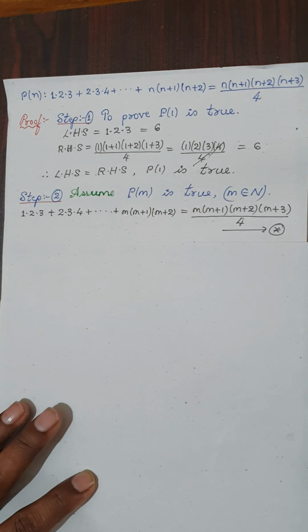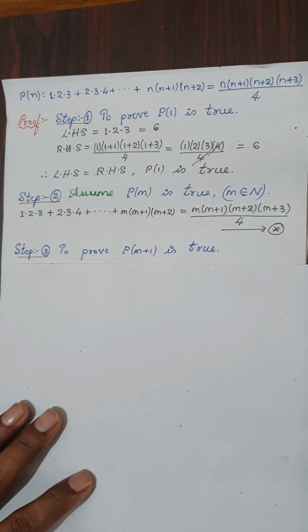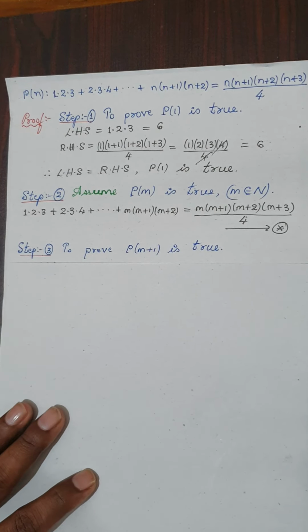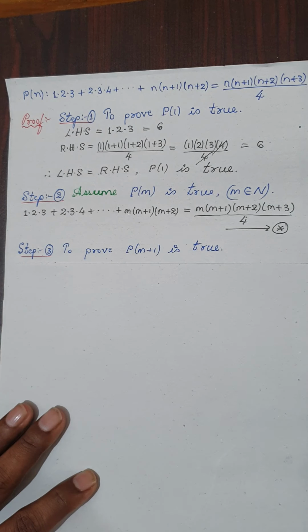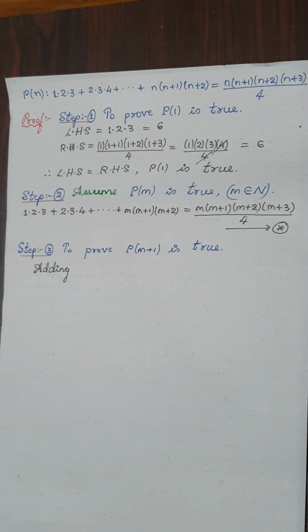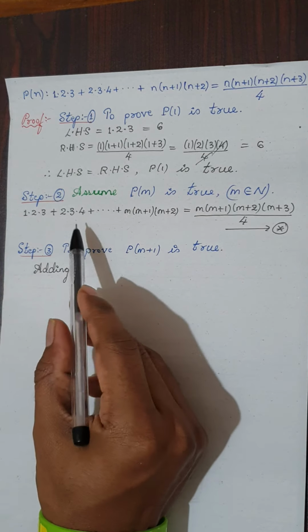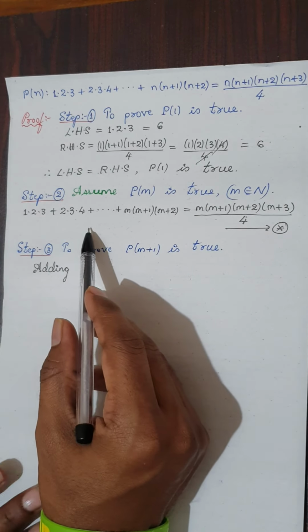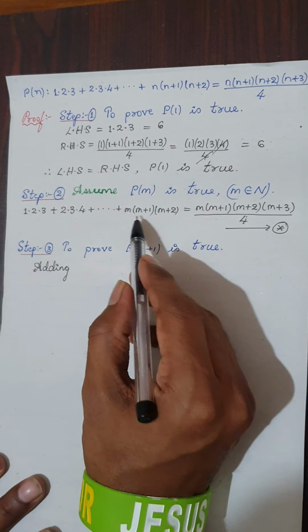Moving on to the most important step, which is step 3. And again, we know the step 3 is nothing but to prove the next term of P of m, that is P of m plus 1 is true, isn't it? And now, as in the previous cases, we are going to add the terms because each term is addition of, this is additive series. Now, what is the term you're going to add?